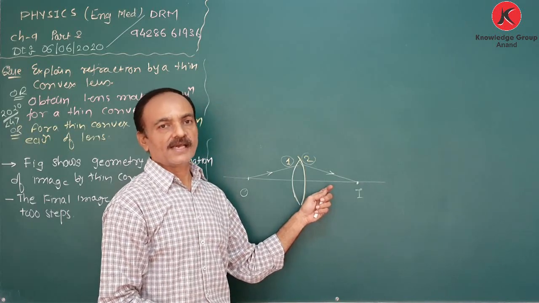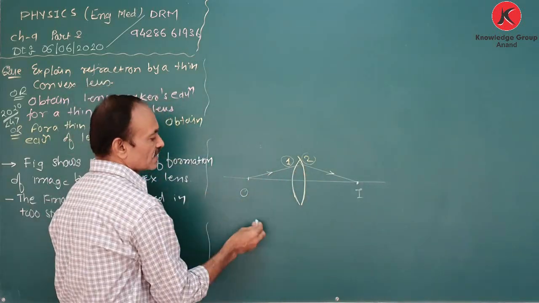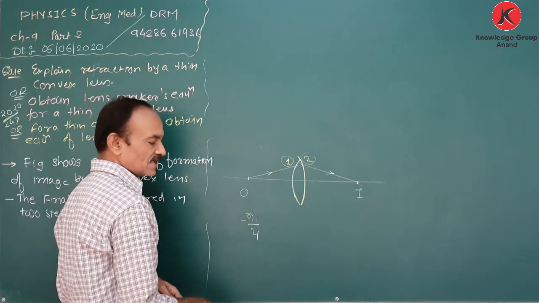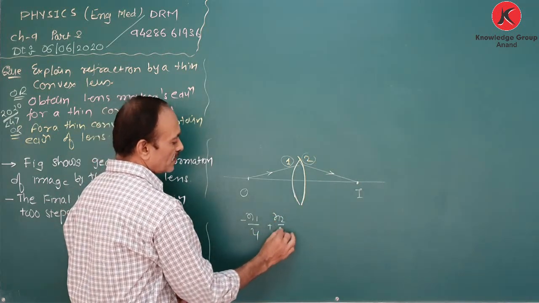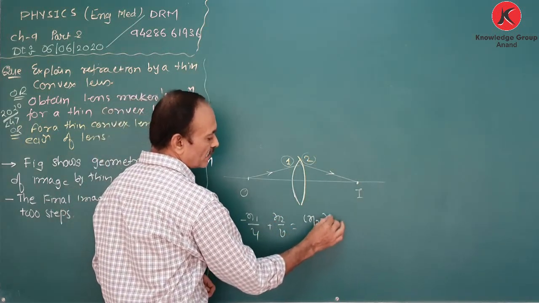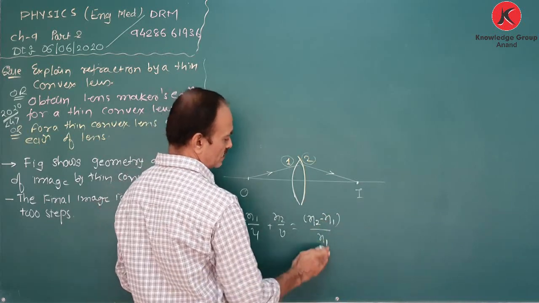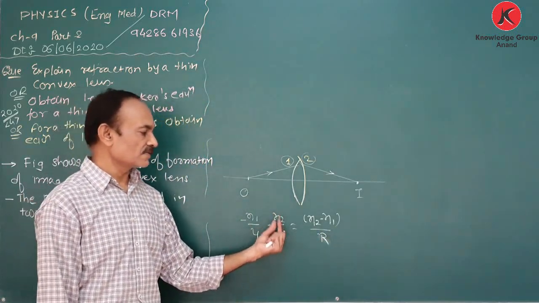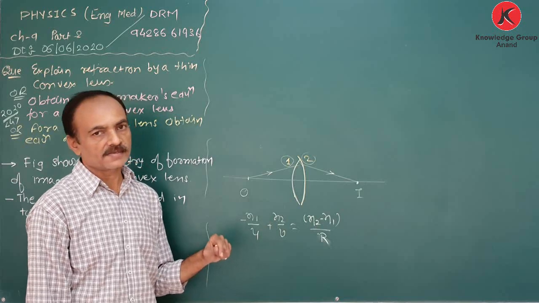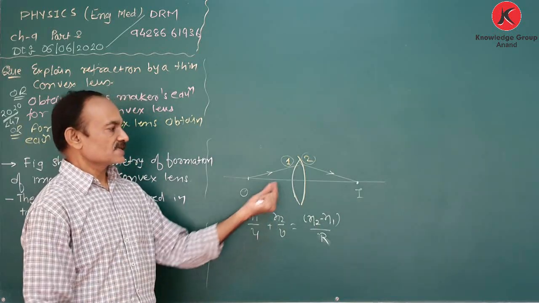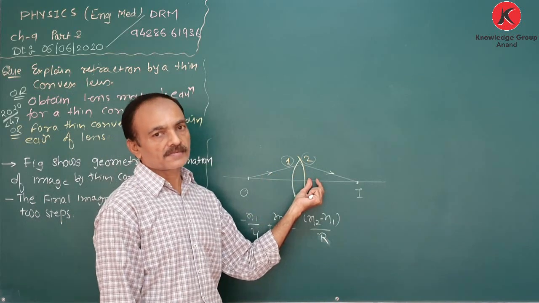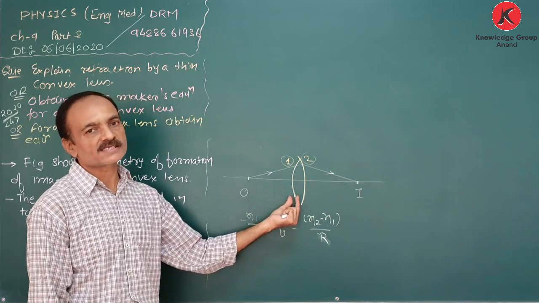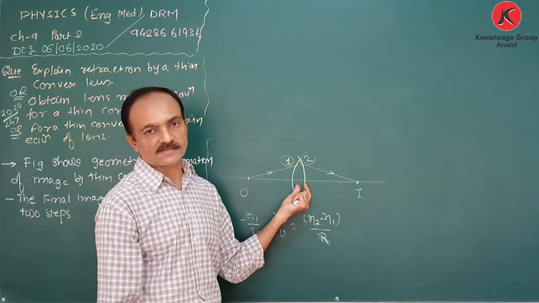Already we discussed the refraction by a spherical surface, and we obtained the equation minus n1 upon u plus n2 upon v is equal to n2 minus n1 upon r. Separately, we apply this equation for surface 1 and surface 2. And then, adding these 2 equations, we obtain the final image by the thin convex lens.